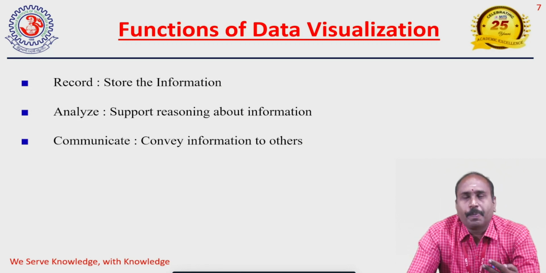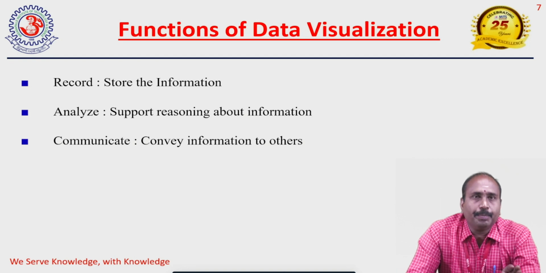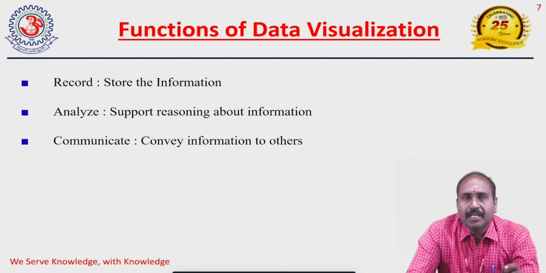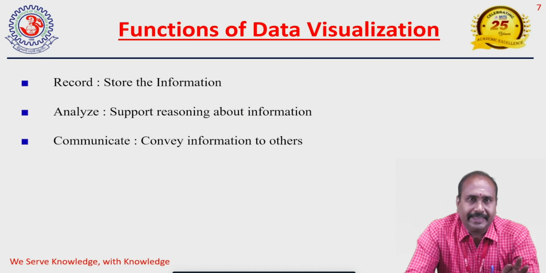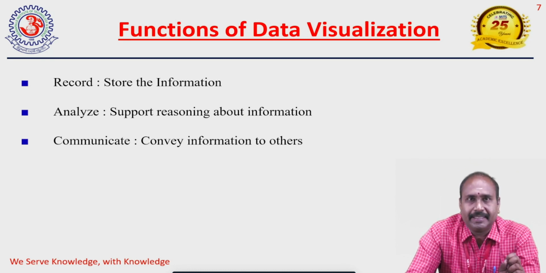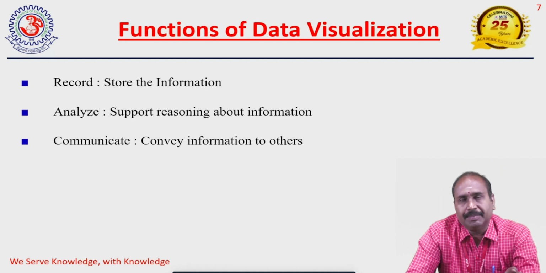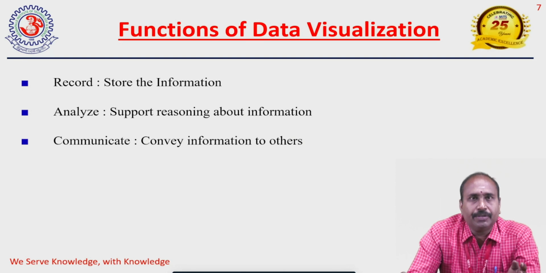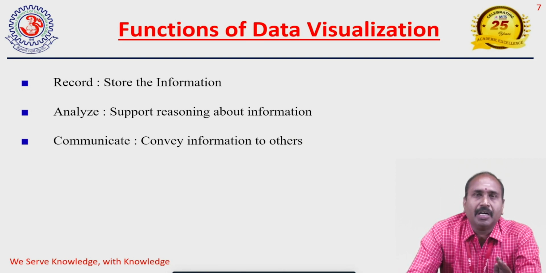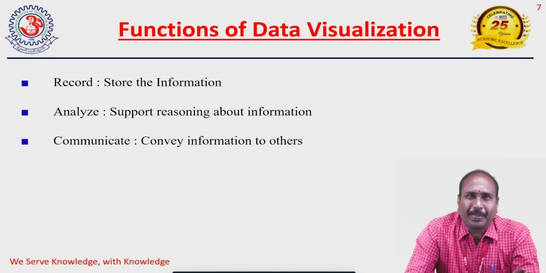The second thing, analysis. Analysis is the important part of data visualization. What is analysis? Just to analyze the data, to find the insight about the data set, so as to support reasoning about the information. Nowadays, a lot of machine learning algorithms and deep learning algorithms are available. Whatever you want, you can find that information. You can use machine learning or deep learning algorithms using Python.